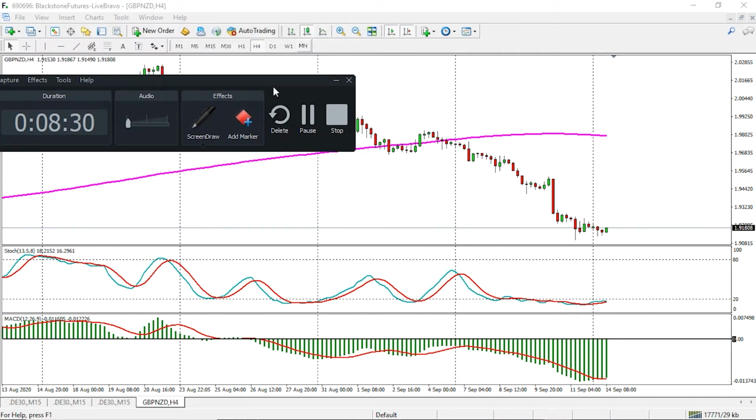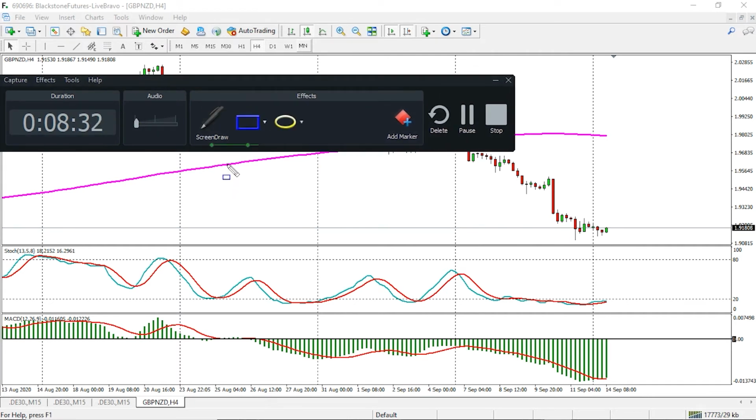Okay, to illustrate a short trade opportunity, guys, this is the pound Kiwi. We can see on the 4-hour chart, my price is below my pink moving average. What does that tell me? That tells me that I possibly should be looking to go short, as long as my medium term chart on the hourly chart tells me the same thing.